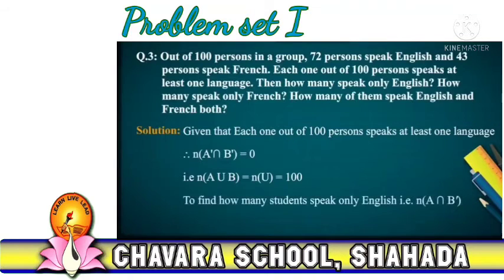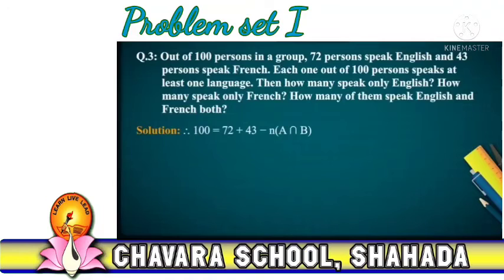To find out how many persons speak only English, that is, the number of set A intersection complement of B, we will use the formula: the number of elements in set A union B is equal to the number of elements in set A plus the number of elements in set B minus the number of elements in set A intersection B. That is, 100 is equal to 72 plus 43 minus the number of elements in set A intersection B. Therefore, the number of elements in set A intersection B is equal to 72 plus 43 minus 100, which is equal to 15.